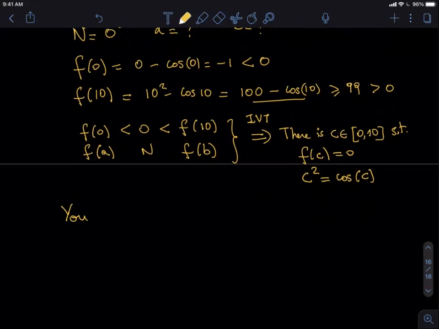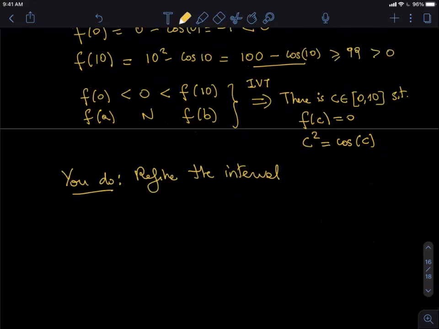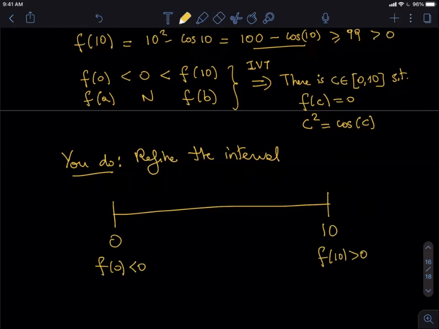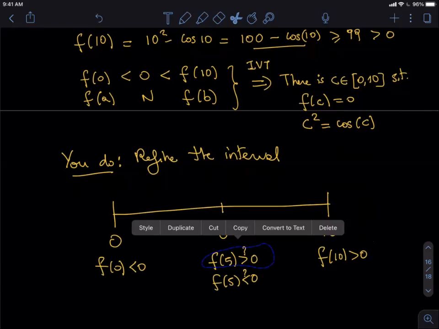So I leave it for you to do. Refine the interval. Okay, make it smaller. See what happens. So here, well, we have already seen at 0, f of 0 is negative. At 10, f of 10 is positive. So try with 5. Okay, and then it may be positive, it may be negative. So if it's positive, let's use some colors here.